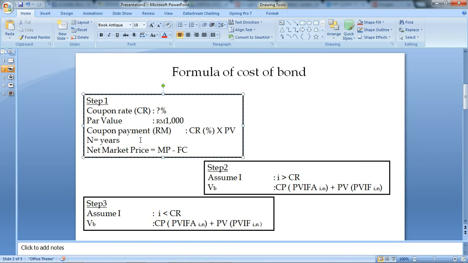Next you need to know how many years of the bond and the net market price. So how to find net market price? Market price minus flotation cost. Class, market price, sometimes the question will give you directly, or probably they will give you in terms of discount or premium. I will teach you how to find it later.